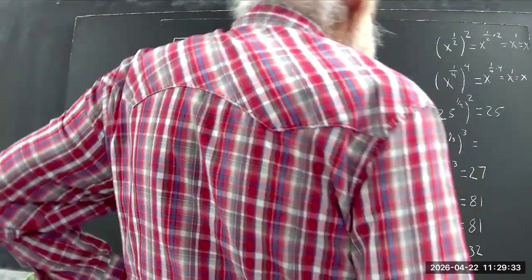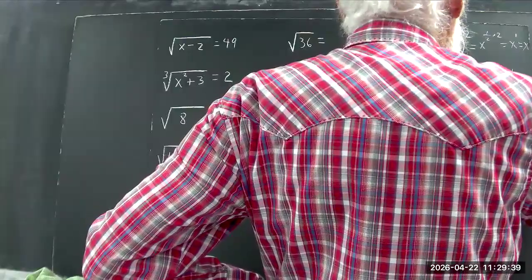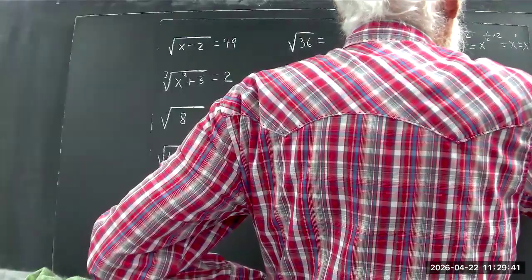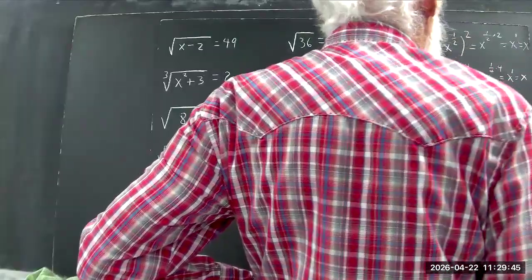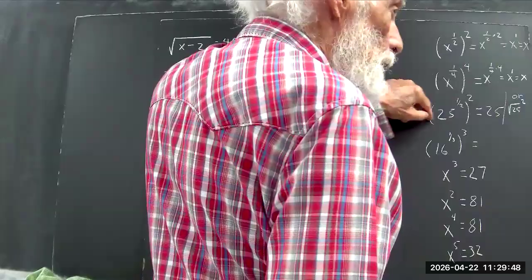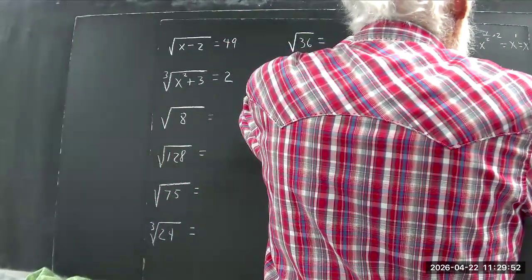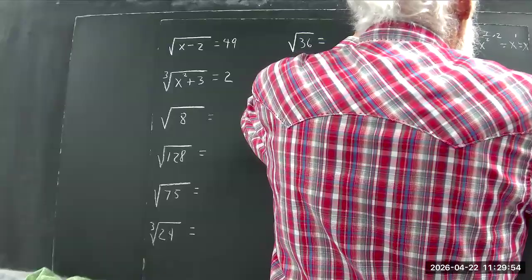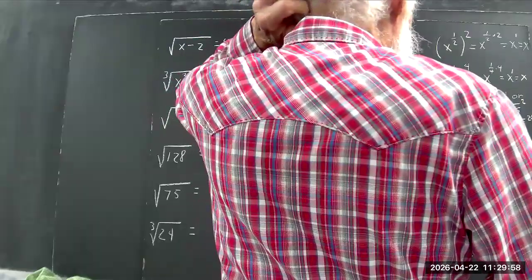So I could say the square root of 25, because the 1/2 power is the square root. That's 5 squared. And that's 25.